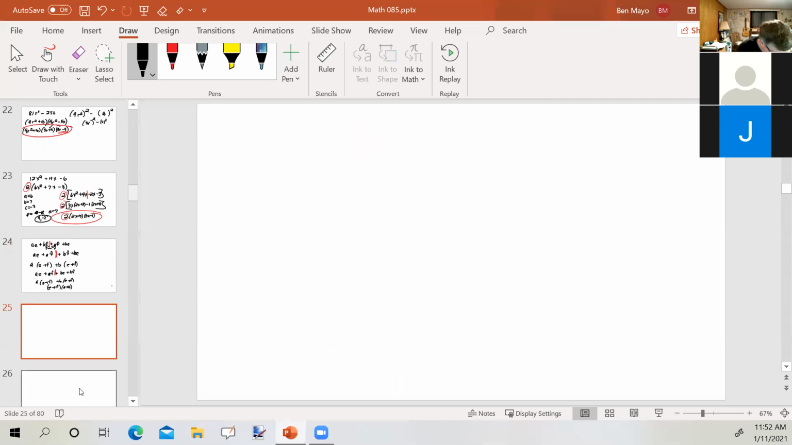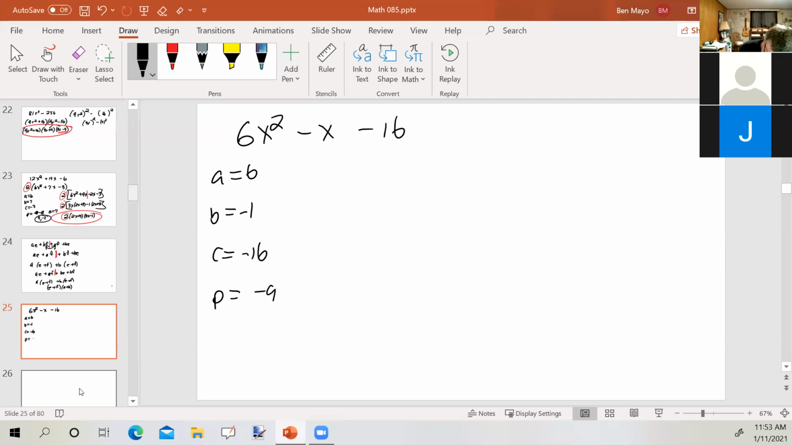Okay, here's another one. 6x squared minus x minus 16. Well, that is a trinomial. It's in standard form. It doesn't have a greatest common factor. It's not a perfect square, is it? And it doesn't have a leading coefficient of a 1. So A is 6, B is -1, and C is -16. The product is -96, and the sum is -1.